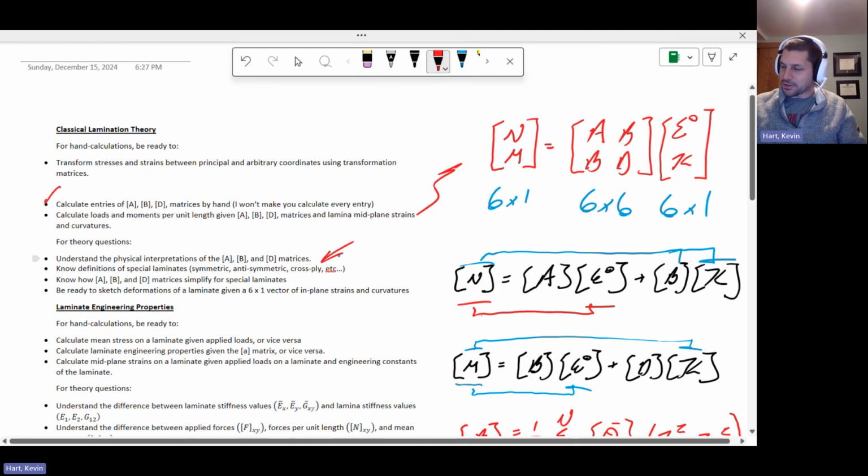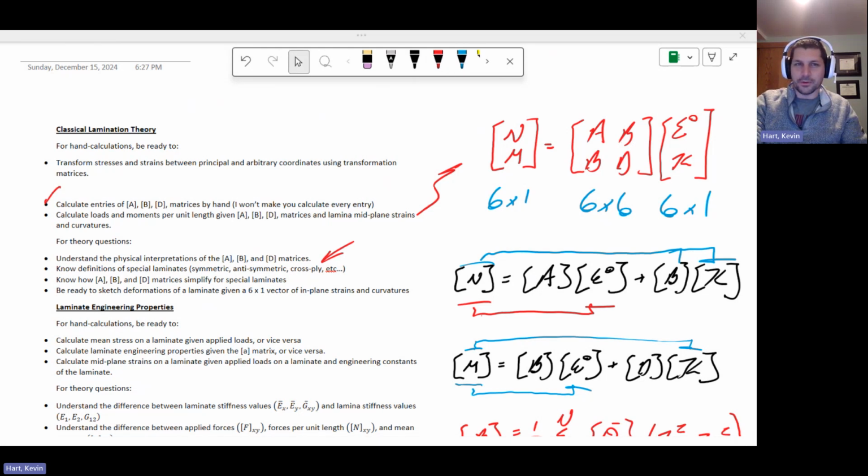All right, know your definitions of the special laminates. Fortunately, I have that for you in your equation sheet, so that bails you out a little bit. I'll bring that in here just so we can take a look at that.